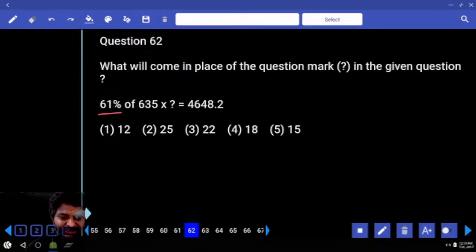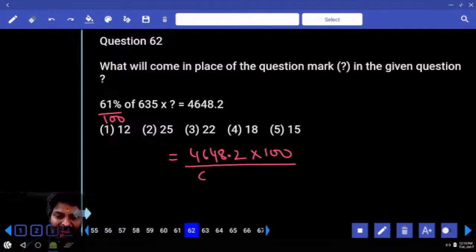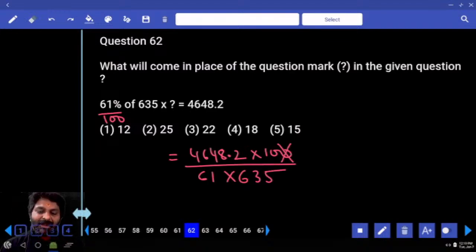61 percentage. Take it to the other side. When you delete the percentage symbol, it is 61 by 100. It becomes 100 by 61. 635 also goes to the other side, divided by 635. Right. The 1 0 and decimal get cancelled.